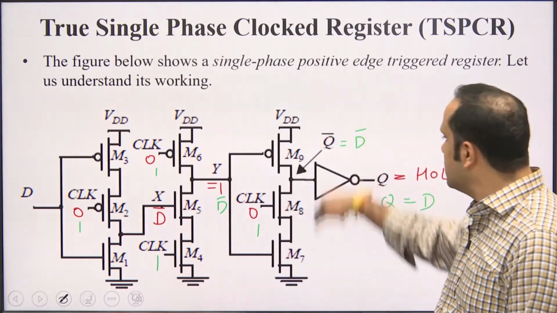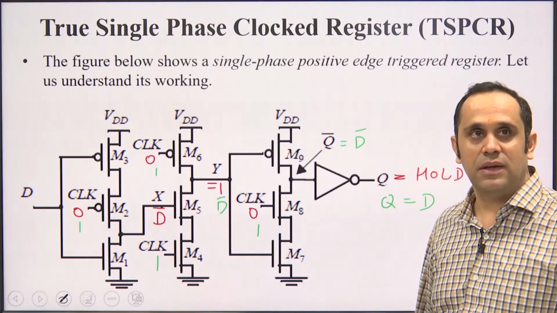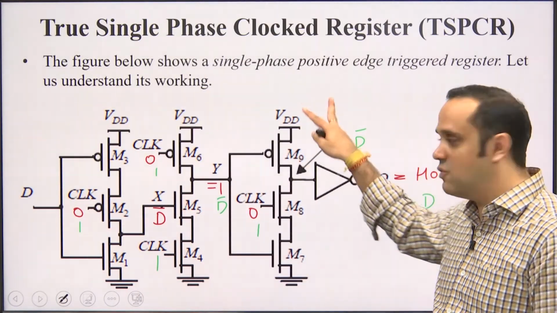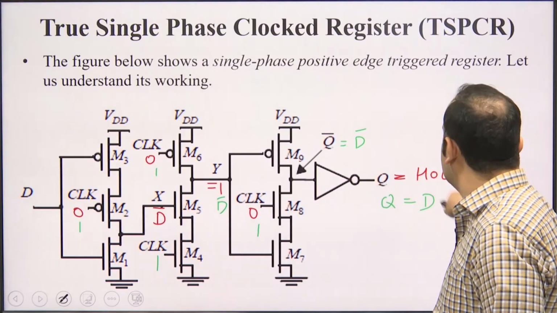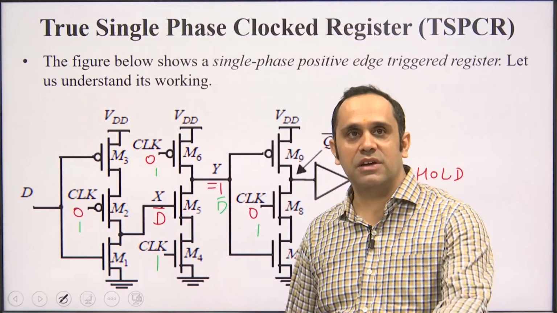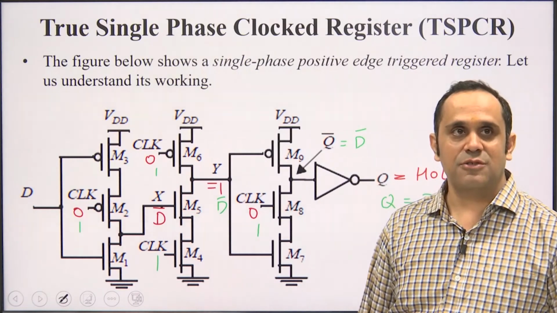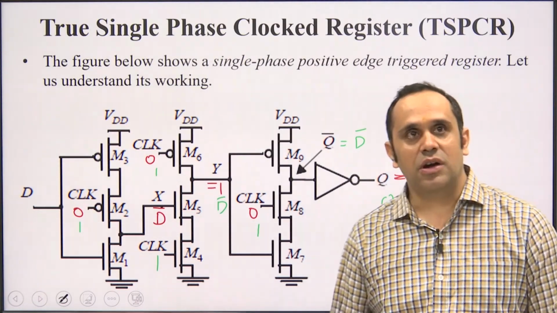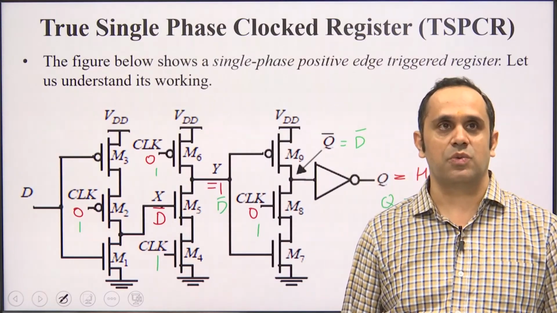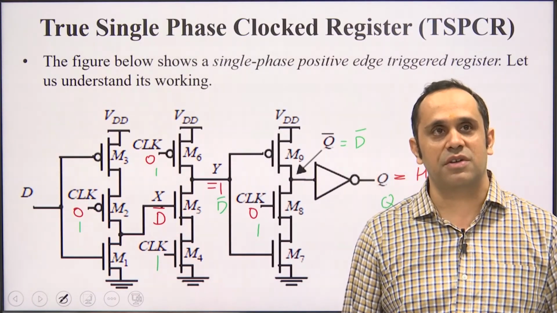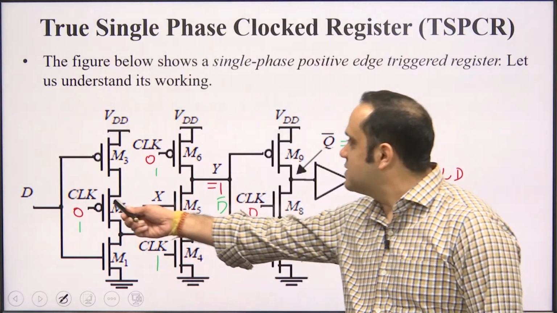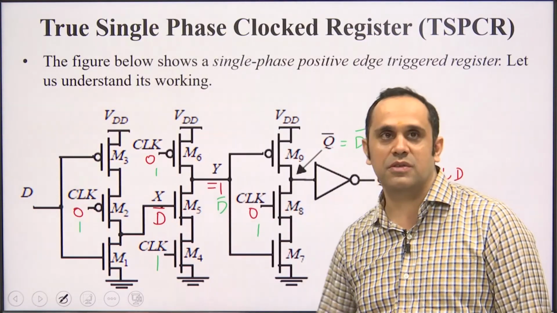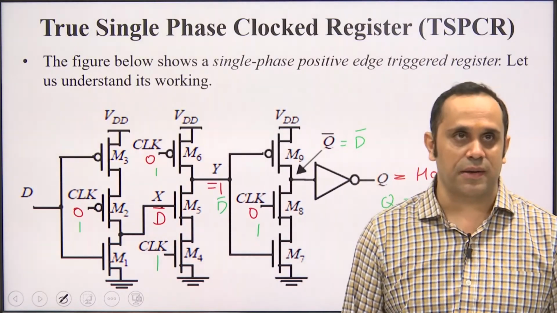Now, your third inverter is in evaluation. This is holding, this is evaluating, this is also evaluating, and it is producing D here. So, on the positive edge triggering, we are transmitting the input D to output Q. This is how a true single phase clocked register works. This is an example of a positive edge triggering. If you replace this PMOS with NMOS, this NMOS with PMOS, and this NMOS with PMOS, you are going to get negative edge triggering.